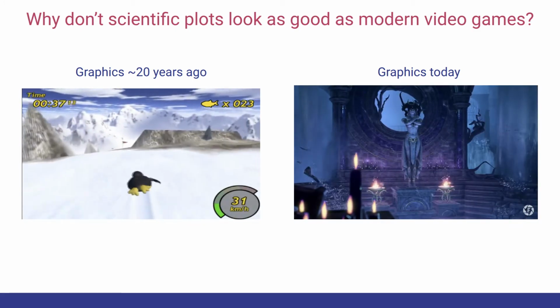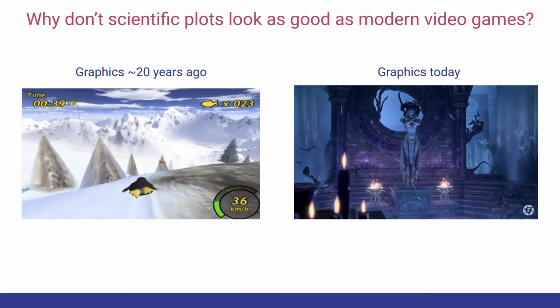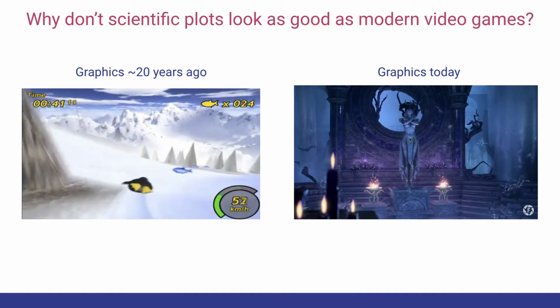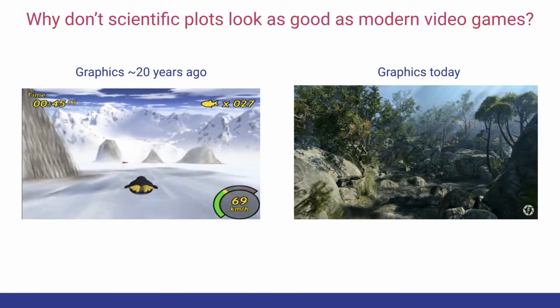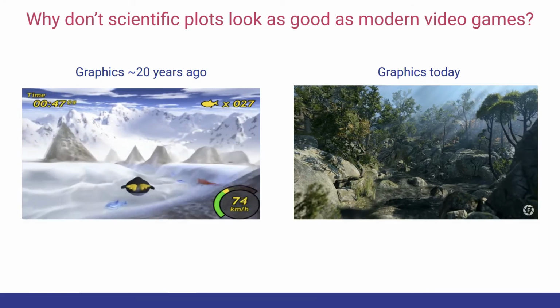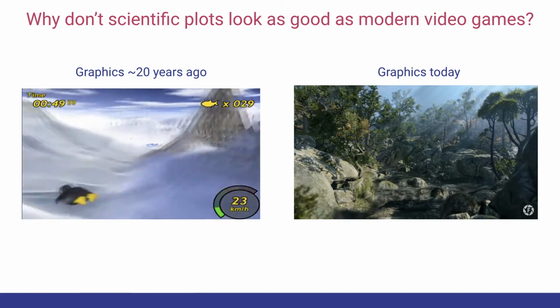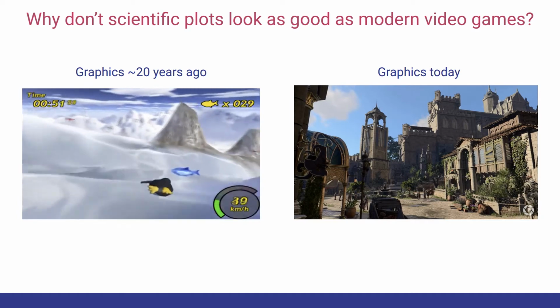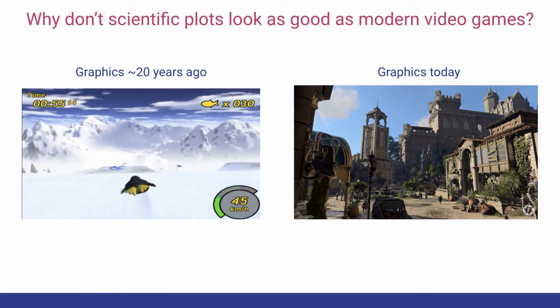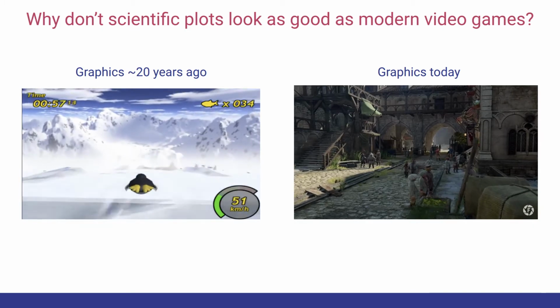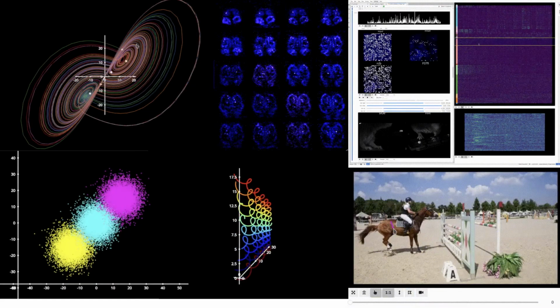And along that vein, why don't scientific plots look as good as modern video games? On the left, you're seeing a game from about 20 years ago compared to a game today. And clearly there's been a huge jump in graphics technology from 20 years ago to now. Why haven't we really seen that change in scientific visualization? What are they doing that really just hasn't been brought to our arena? And that's what fastplotlib aims to do.